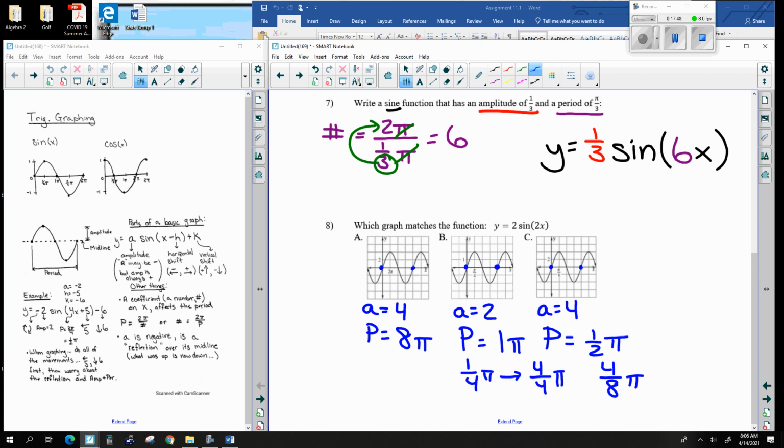Okay, so taking a look at what we have from our equation. I notice that the amplitude of this one is 2, and the period is going to be 2 pi divided by 2. So 2 simplified, and so this is technically 1 pi. So an amplitude of 2 and a period of 1 pi, that is obviously B.